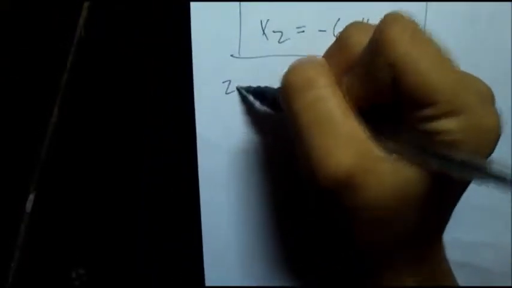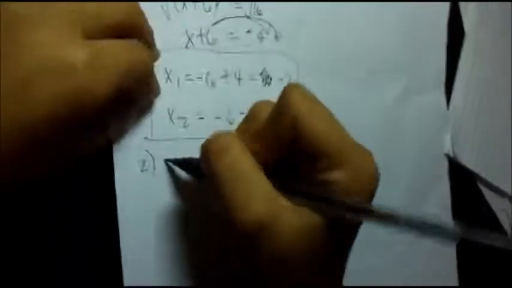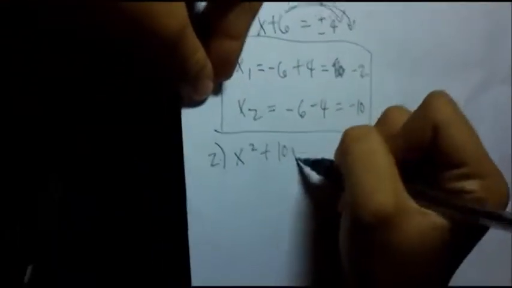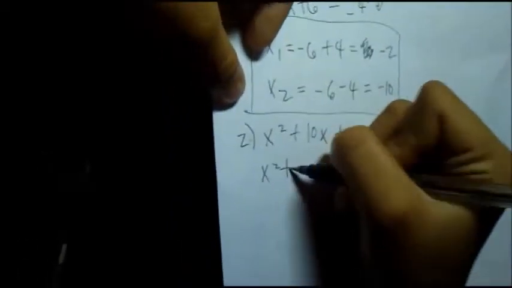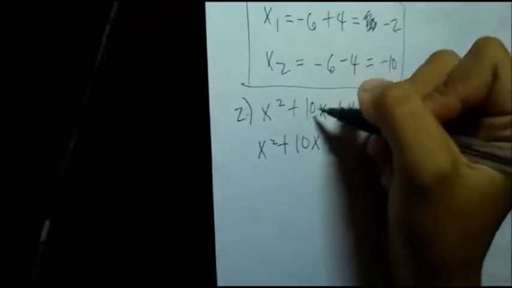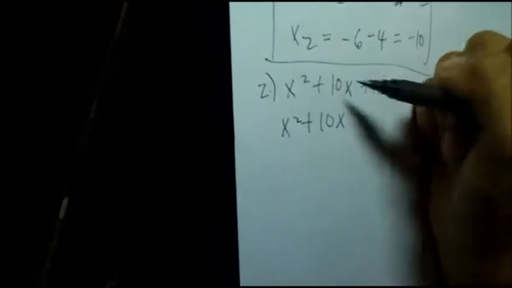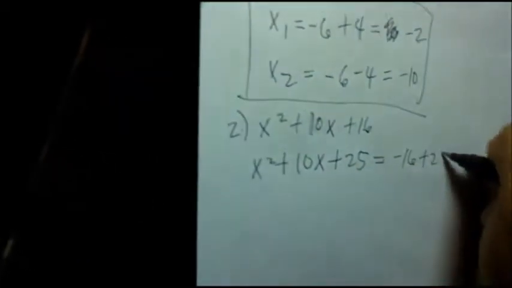Then the number 2 example is x squared plus 10x plus 16. So x squared plus 10x. Let's find also a number that's squared, such that if you add these numbers, the answer will be 10. So I chose 25. So equals, then transpose this 16. So negative 16 plus 25.